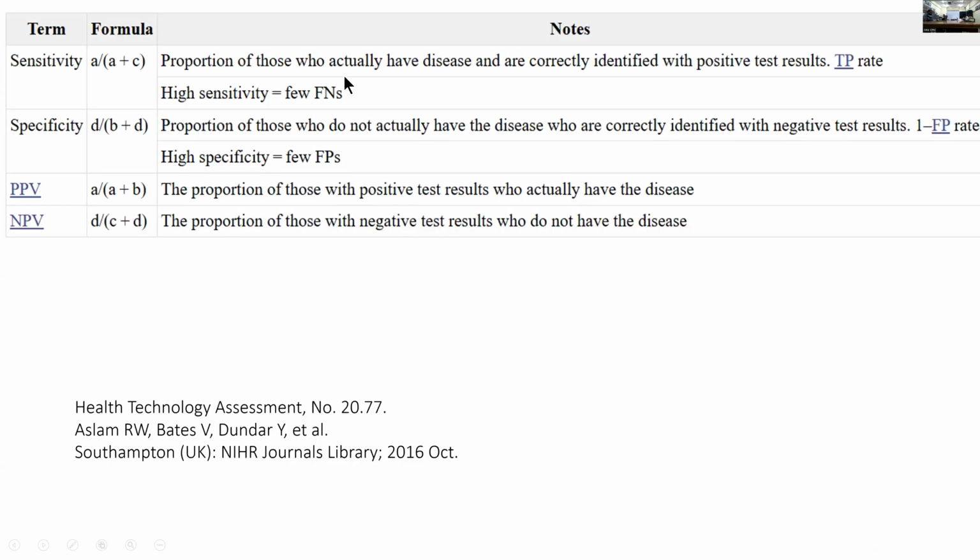Now, what is sensitivity, which we already discussed: the proportion of people who actually have the disease and are correctly identified as a positive test. How to remember that? One of the acronyms is SNNOUT: a sensitive test, if negative, will rule out a disease. Or PID, positive in disease. A sensitive test will always be positive in disease.